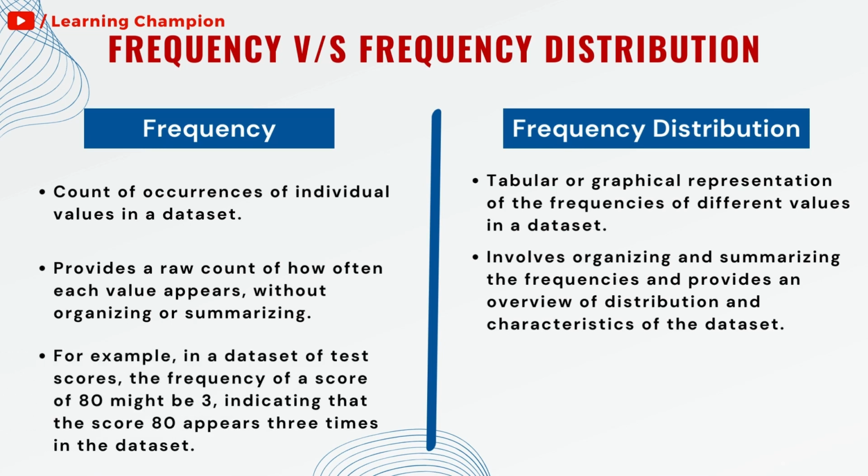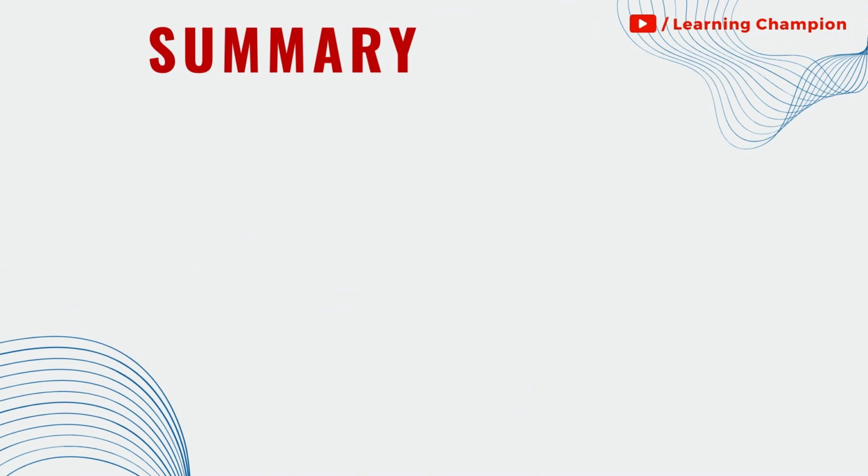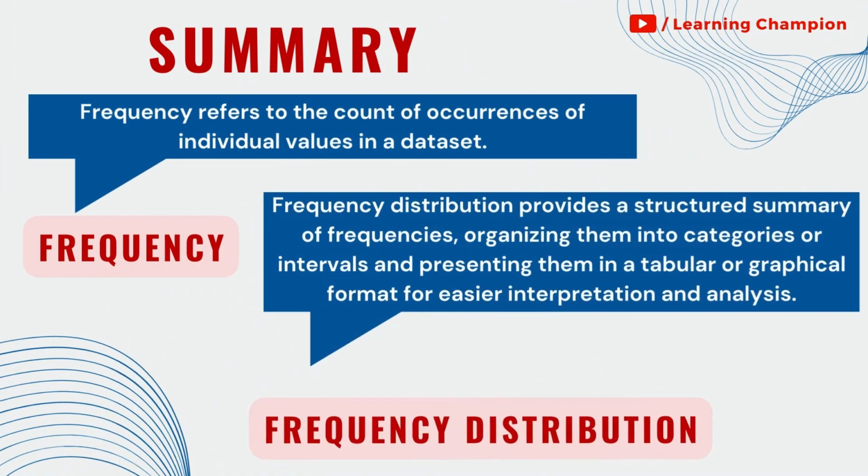For example, in a dataset of test scores, the frequency of a score of 80 might be 3, indicating that the score 80 appears 3 times in a dataset, while the frequency distribution of the test score dataset might show the scores 70 to 79, 80 to 89, and 90 to 100 along with their respective frequencies. In summary, while frequency refers to the count of occurrences of individual values in a dataset, frequency distribution provides a structured summary of these frequencies, organizing them into categories or intervals, and presenting them in a tabular or graphical format for easier interpretation and analysis.